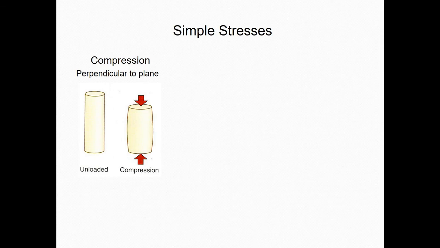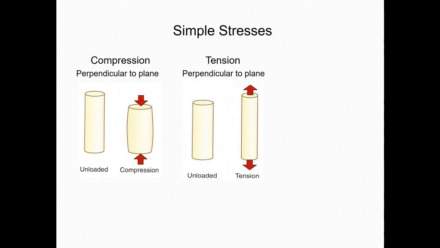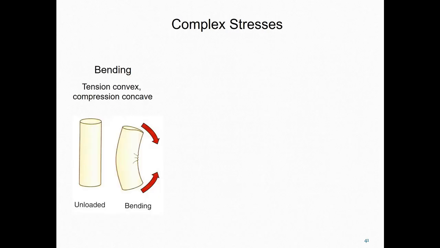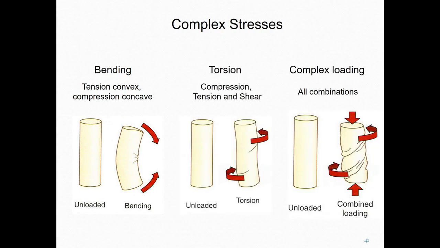So here we see what we saw in the previous few slides, compressions. This is what's happening with our springs. When the spring is unloaded, it's longer, and when external forces are applied, it deforms to become shorter and it's compressed. Other simple stresses include tensions, where a material is pulled apart, and shear forces that are acting parallel to the plane. When we're thinking about complex stresses, these are often characterized as bendings, as torsions, and as complex loadings.